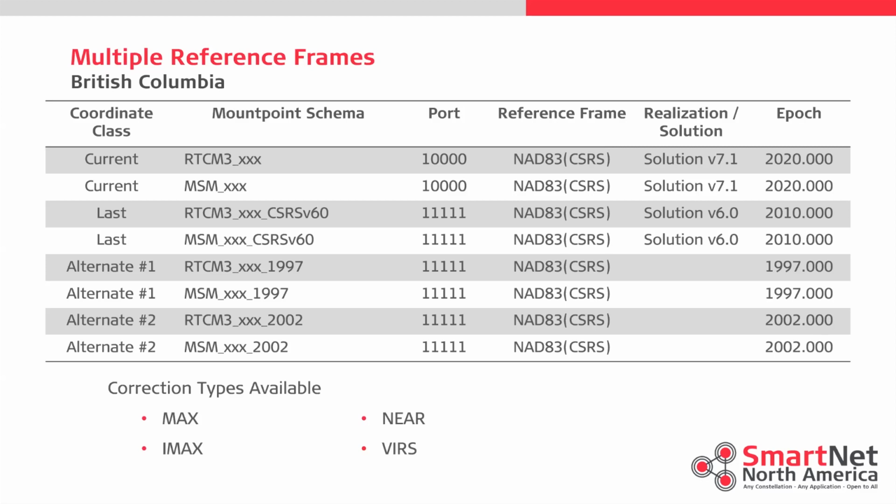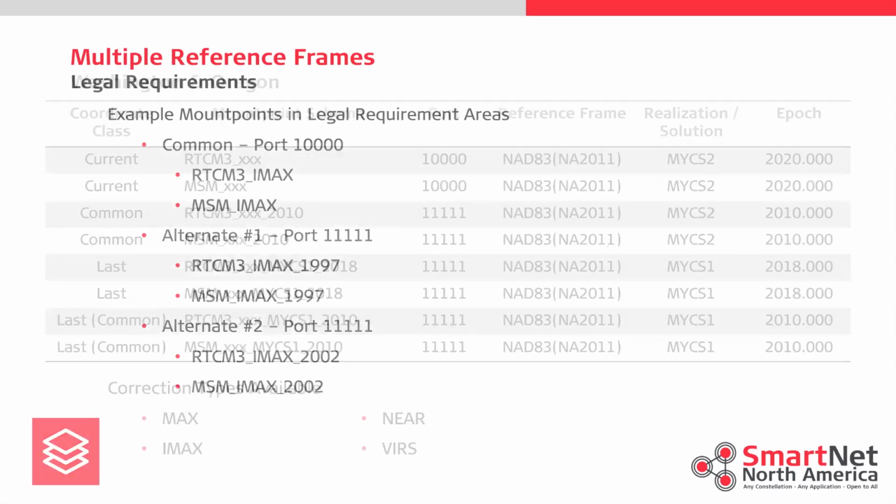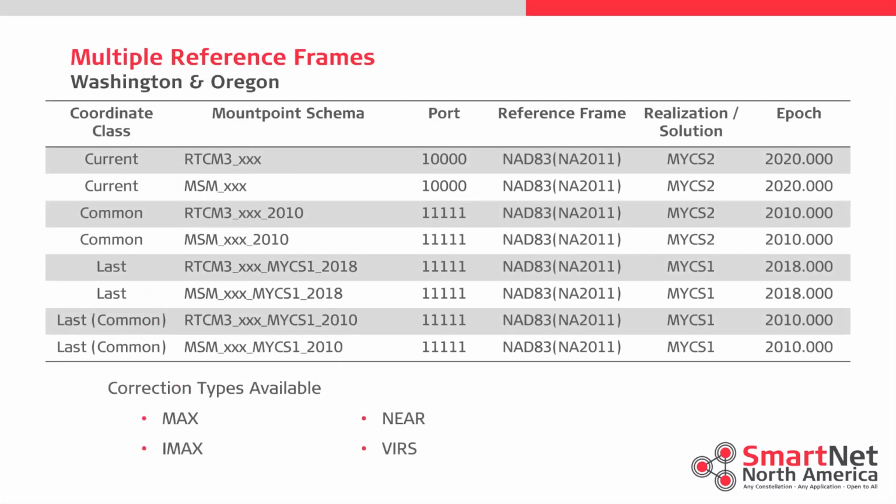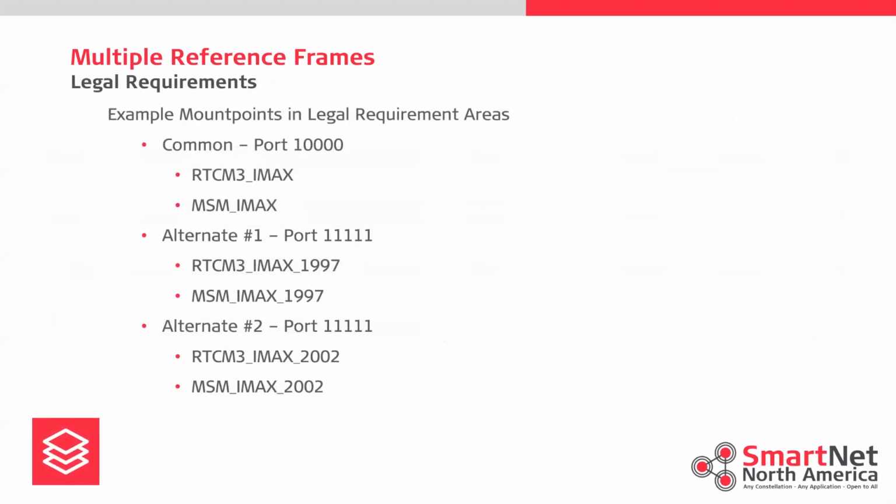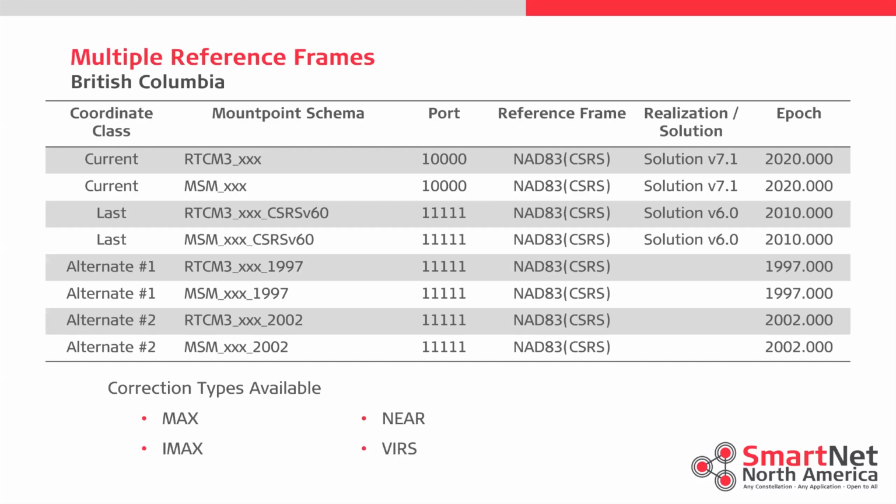So the coordinates are not done. It requires bringing down and restarting the entire network to launch new coordinates. We will make the CSRS V6 and the MYCS1 mount points available on December 6th, so that you can go ahead and switch to those and continue to use those coordinates. We'll talk about that in a second. But as far as the new MYCS2 solution, no, it will not be available till January 6th.